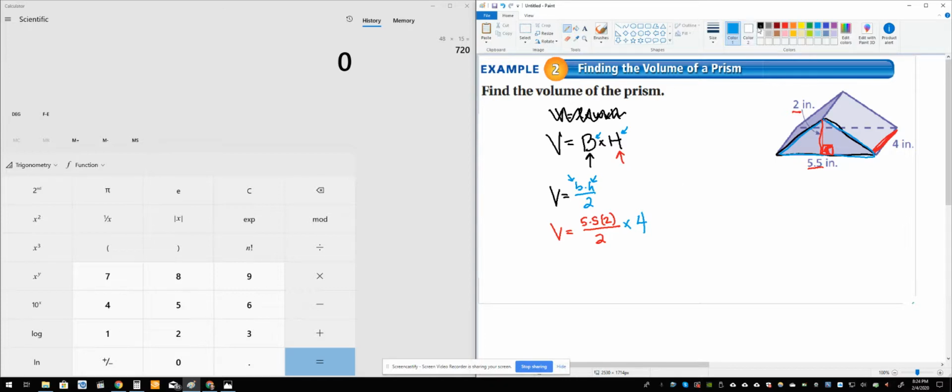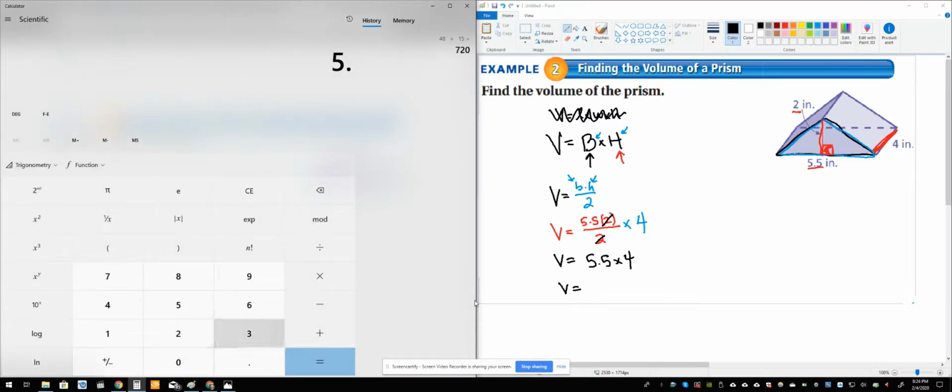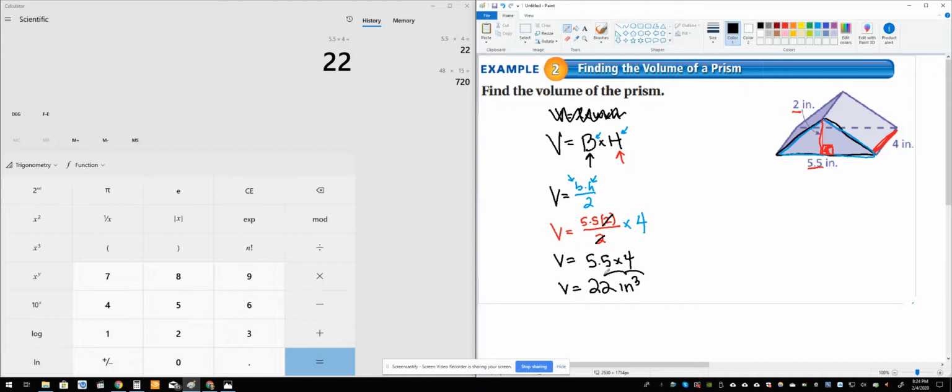Okay, so as we work through this, 5.5 times 2 is 11. Divided by 2 is going to be 5.5. It's kind of like these 2's cancel each other out. So our volume is going to be equal to 5.5 times 4. And if I remember right, that should be 22. 5.5 times 4 is equal to 22. So our volume in this situation here is going to be 22, and it's going to be in inches cubed. That's again because we're talking about volume, our units are cubed.